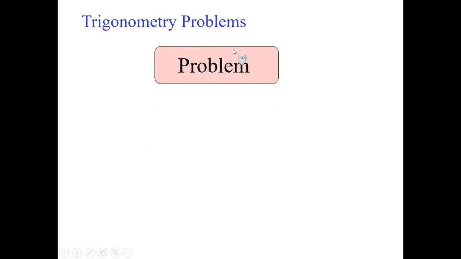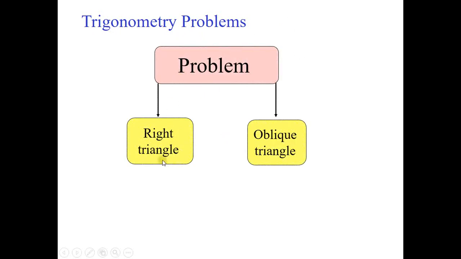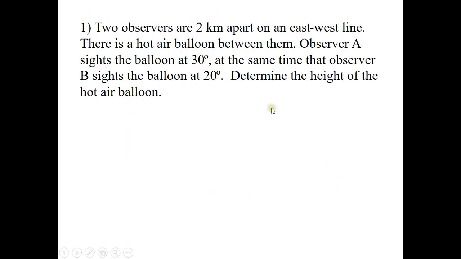So trigonometry problems. Okay, so you get a problem. You have to figure out if it's a right angle or oblique triangle, which means not a right angle. You're going to use the primary trig ratios if it's a right angle, and you're going to use either the sine law or the cosine law if it's an oblique triangle. Let's look at the first problem.